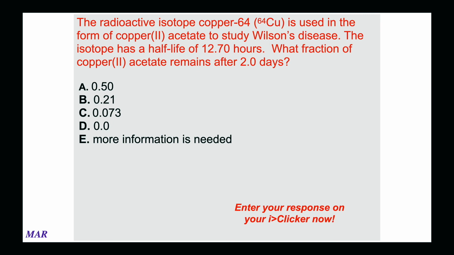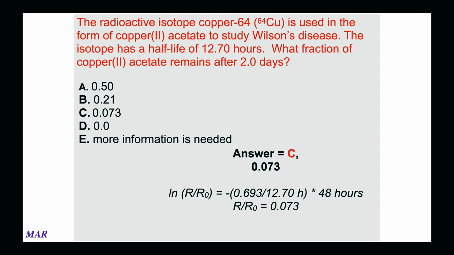So natural log R over R0 equals minus kt. T is going to be 2 days in hours, 48 hours. But we also need to take 0.693 divided by the half-life to find k. Then take the anti-natural log to get R over R0 by itself. So here's what it looks like. Natural log R over R0 equals minus kt. I turned 2 days into hours because the half-life was in hours. 0.693 divided by the half-life will give you the rate constant. I didn't even calculate it here. I just went ahead and plugged it right in.